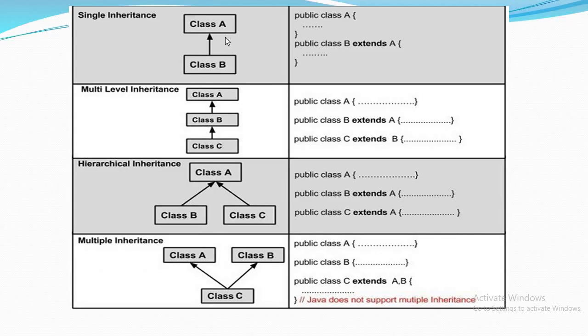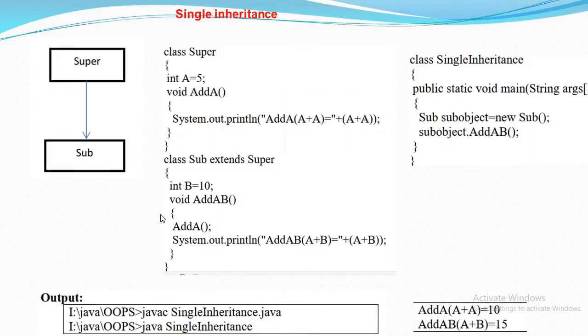First is single: only one base class and only one derived class. Multilevel is deriving from another derived class. Hierarchical inheritance is one base class with a number of derived classes. Multiple inheritance is more than one base class and only one derived class. Java does not support multiple inheritance; it can be achieved by the interface.